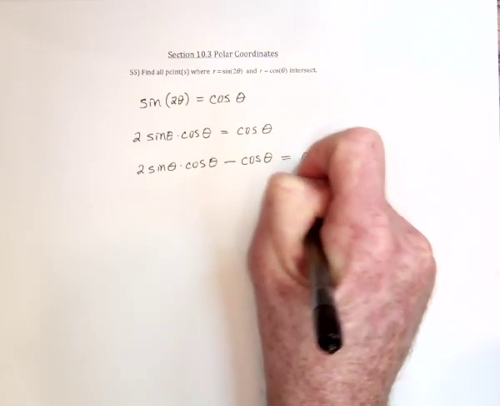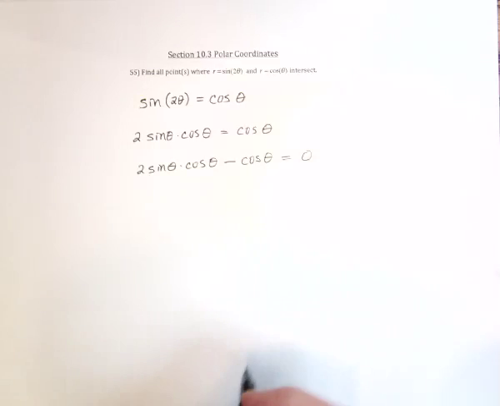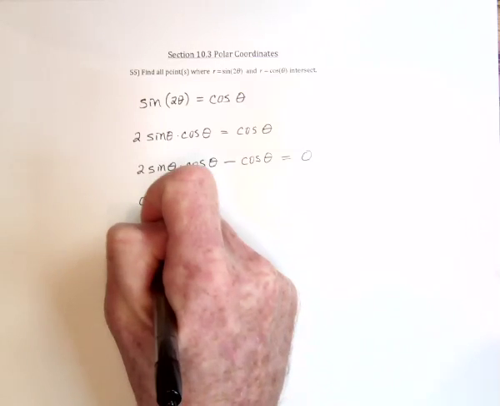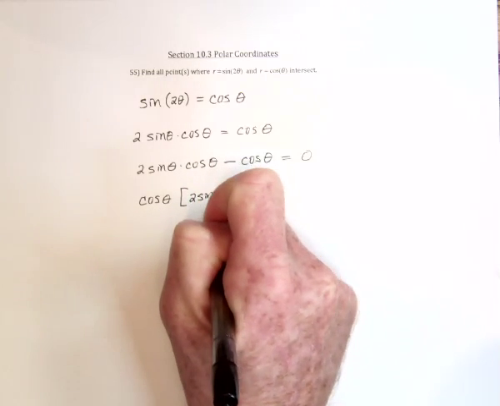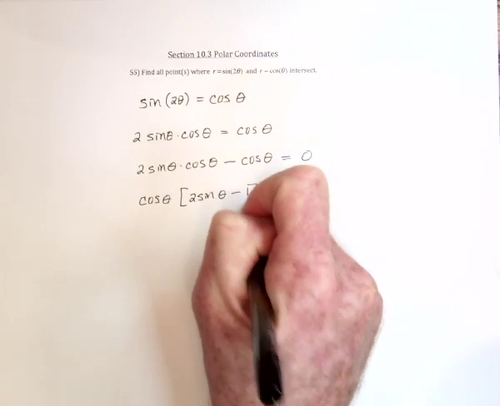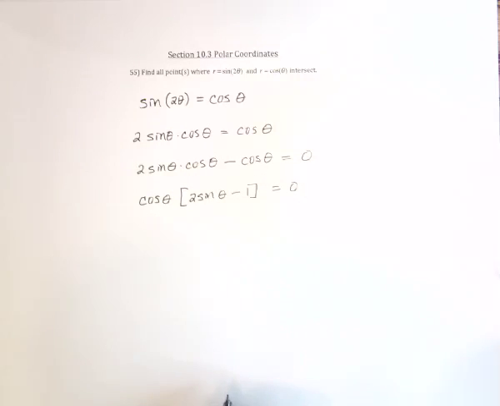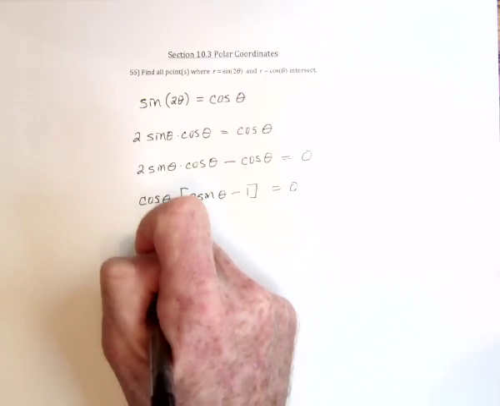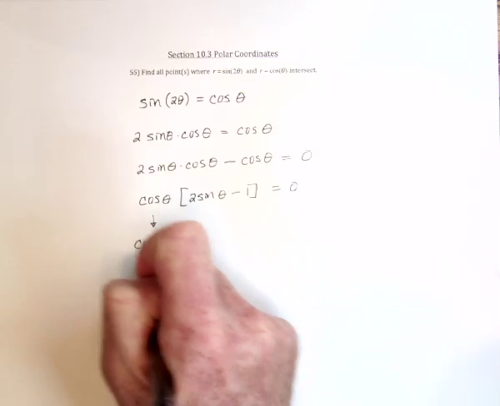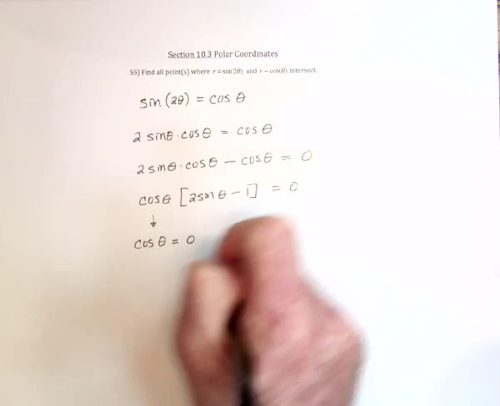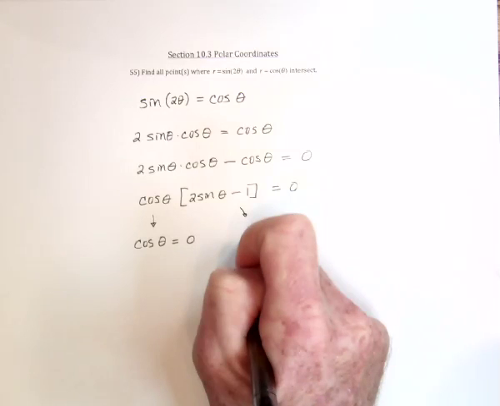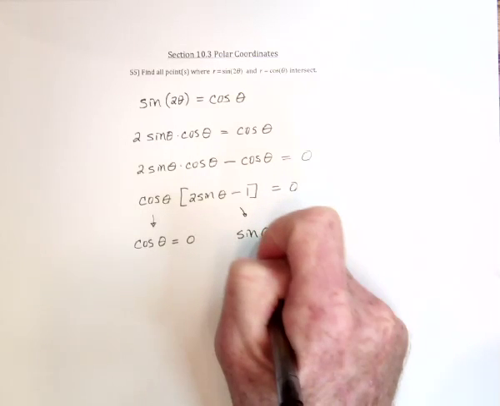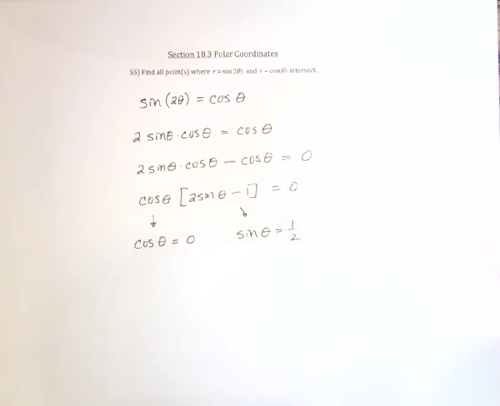So subtract that from both sides. Now it's set equal to 0. Now you can factor it. So cosine of theta gets factored out. Then set each factor equal to 0. So we're going to have, when does cosine equal 0? And then this one is going to say, once you move the 1 and the 2 over, when does sine equal 1/2?